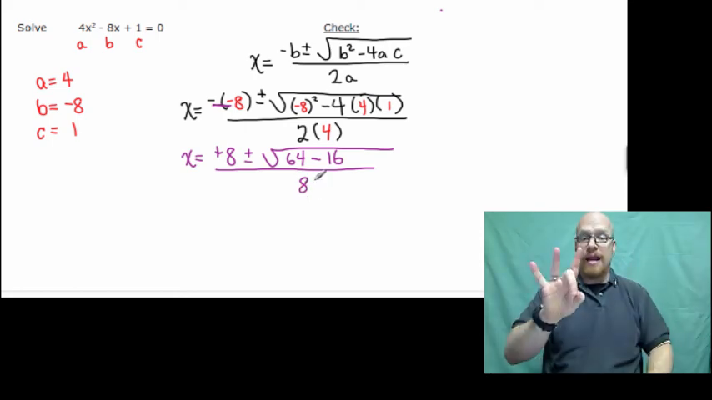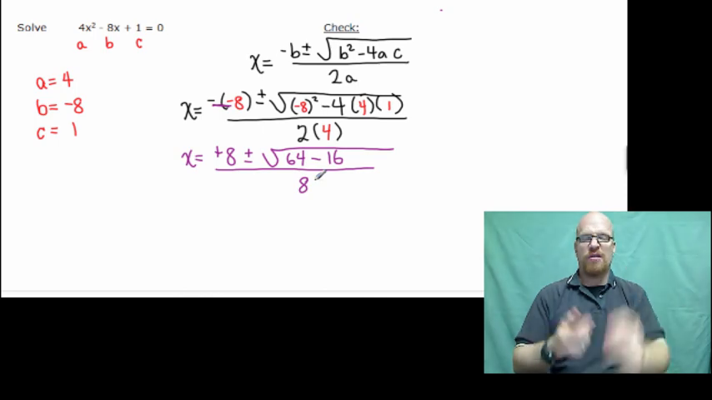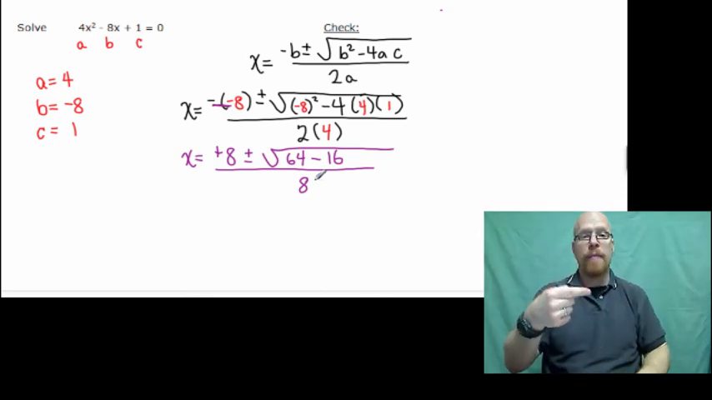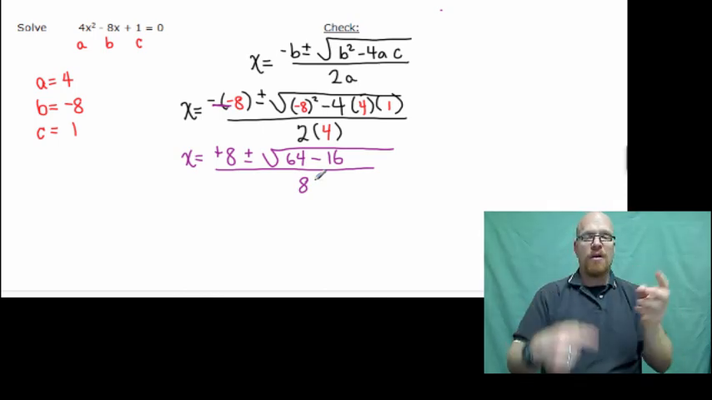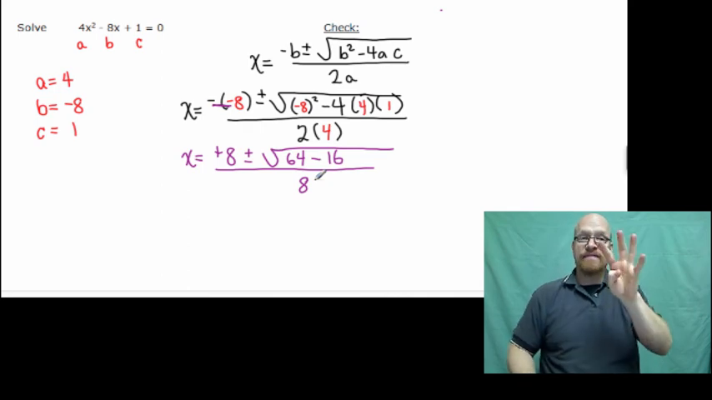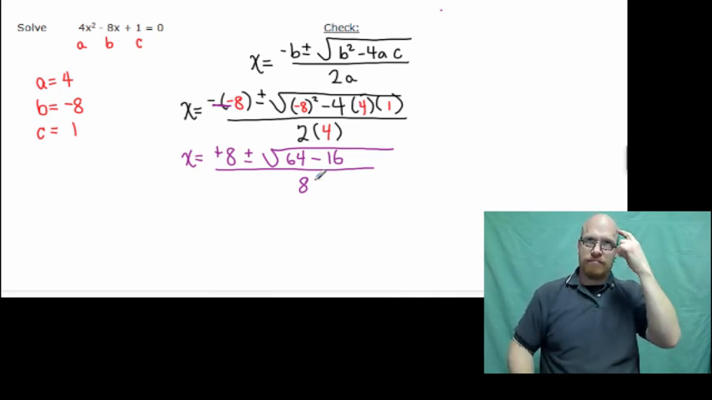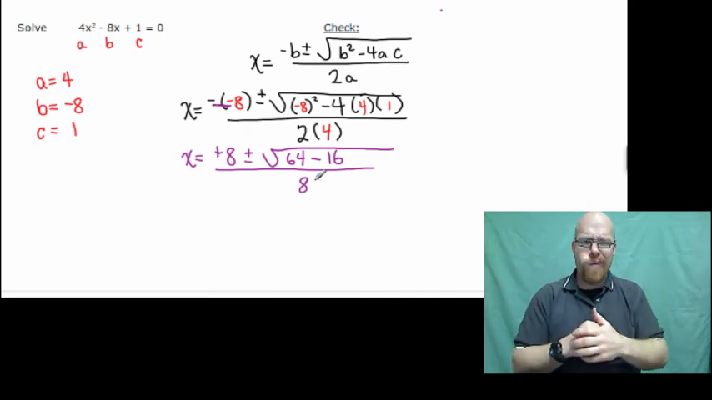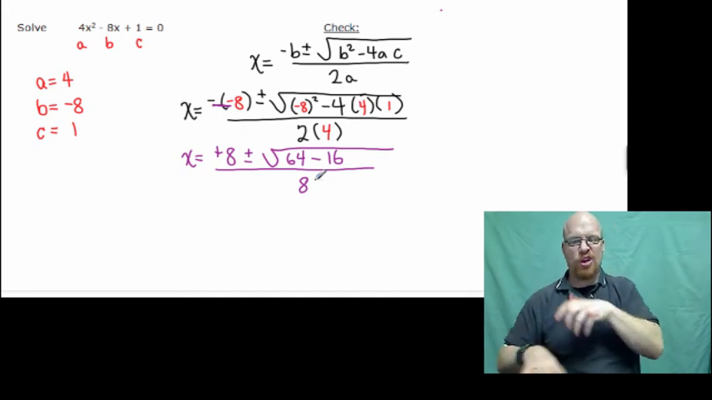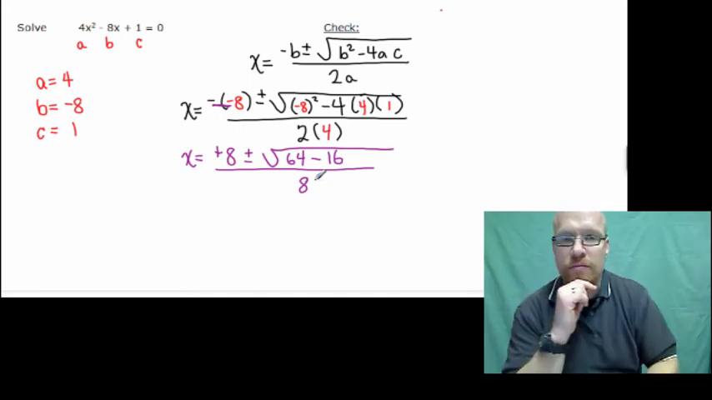Okay, you see what happened? Negative 8 squared is 64 and it's positive. Minus 4 times 4 times 1 is 16. Now 64 minus 16, let me think, what's the answer for that? Let me do my scrap work to make sure I get it right.